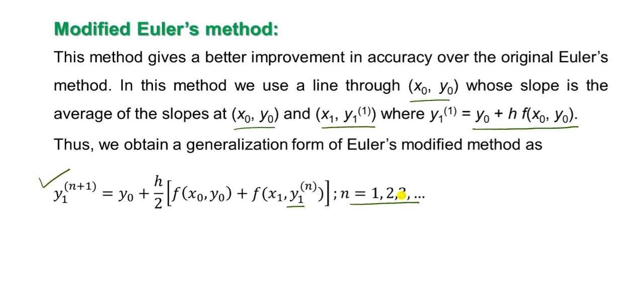Here h is the step size, and this step size is given in the problem. If it is not given, then compute the step size h is equal to (xn minus x0) upon n. I will explain this method with the help of a numerical problem.